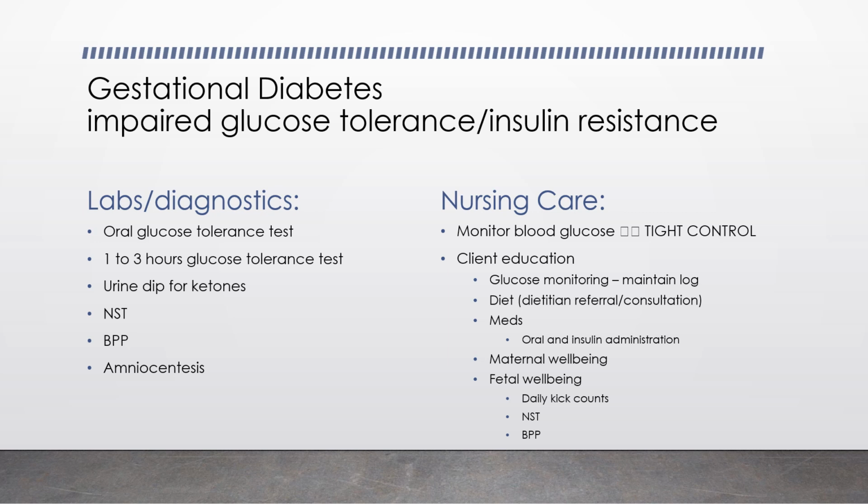Because we know that gestational diabetes causes risks to the fetus, we would counsel the woman to do daily kick counts. And that's just the mom lying down on her side, putting her hands on her belly, and counting how many times the baby moves within an hour. And if they get to, some sources say 4, some say 10, within an hour, then we can be assured that the baby's doing okay. And then again, testing with that non-stress test and biophysical profile.